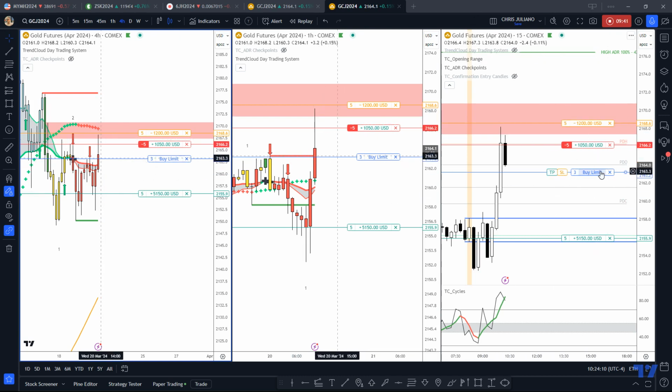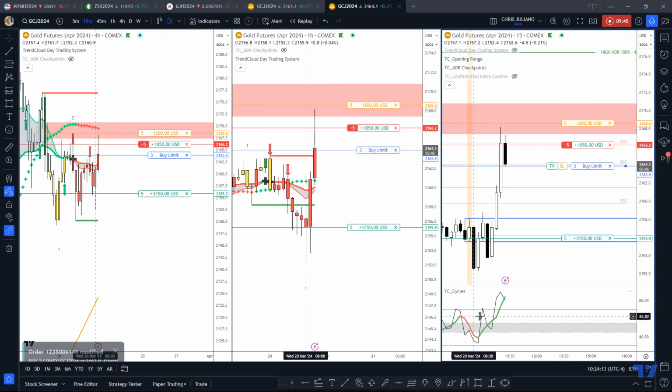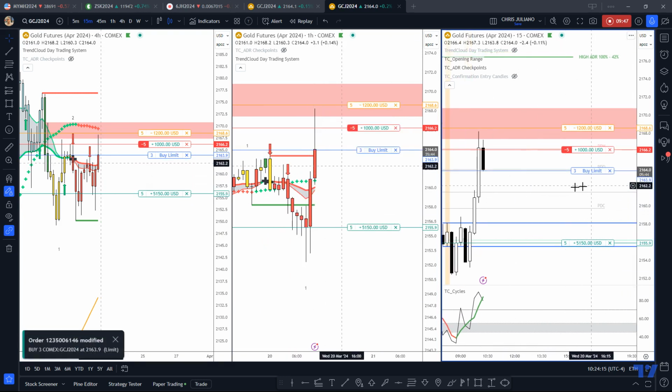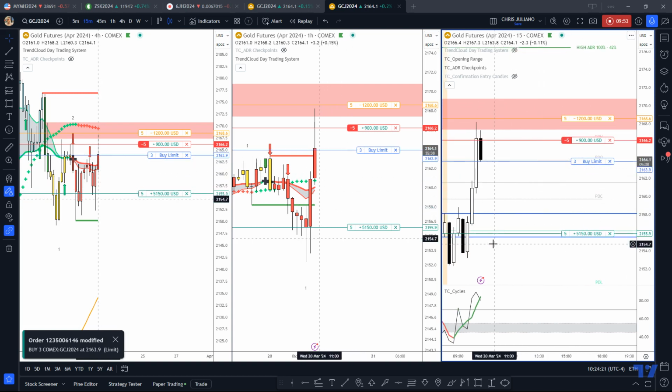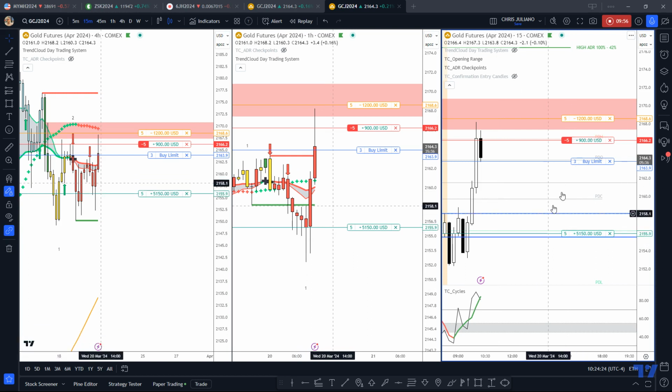There we go. Okay, so bring that up here. Let's scale out right at the previous day's open, right? Pull down to the previous day's open, scale out of the position, no problem. And let's start making some money.